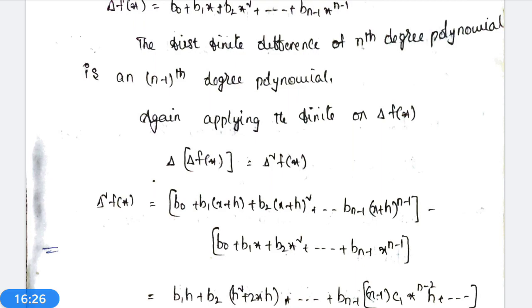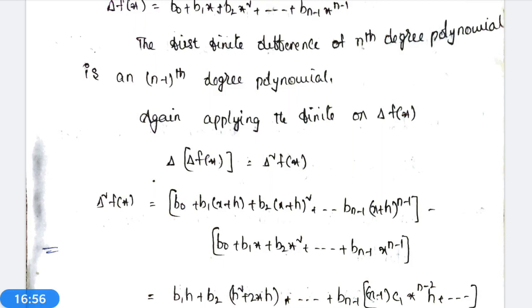2h b2 is equal to c1, etc. n into n minus 1 into h into bn minus 1 is equal to cn minus 2. Sorry, not b. bn minus 1 into n minus 1 into h only, not n into n minus 1, is equal to cn minus 2, because delta square fx having the last coefficient is n minus 2th degree.